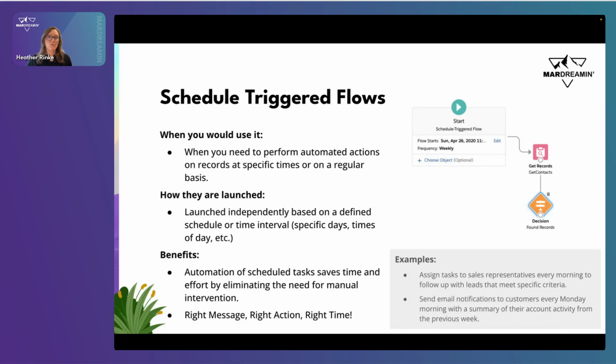Next, we have scheduled triggered flows. So these also run in the background, but unlike the record triggered flows that trigger off of a record event, this is going to run in the background based on a time interval. So you can set it to run at a specific time or day, whether it's daily, weekly, monthly, in order to process a set of actions. This is great when you have specific tasks that need to happen at the same time every week, for example, and you don't have to rely on somebody doing this manually.